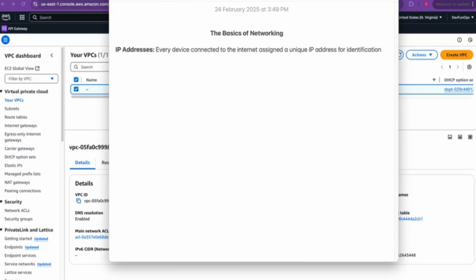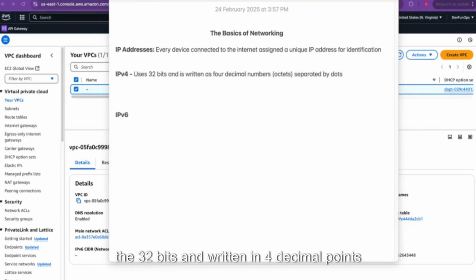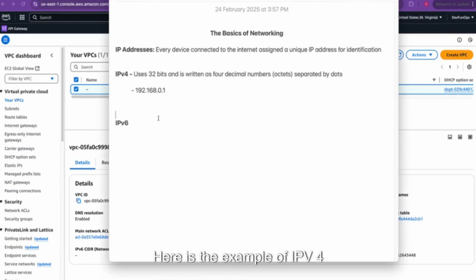There are two versions of IP addresses. The first one is IPv4 and the second one is IPv6. An IPv4 address uses 32 bits and is written in 4 decimal blocks separated by dots. Here is an example of an IPv4 address, which is divided into 4 blocks, separated by dots, and each block can range from 0 to 255.